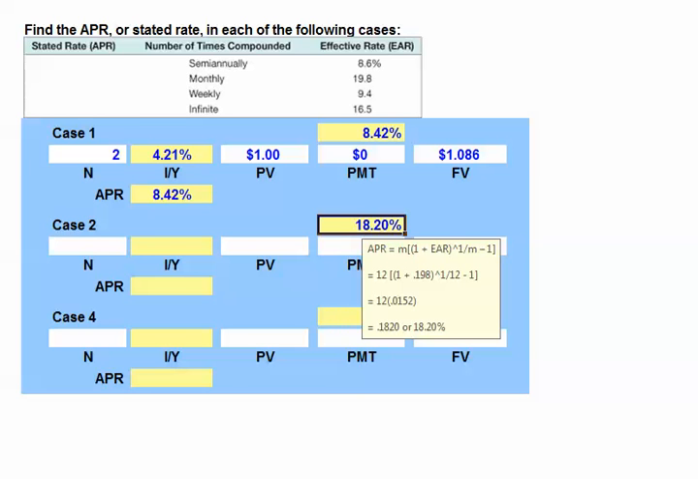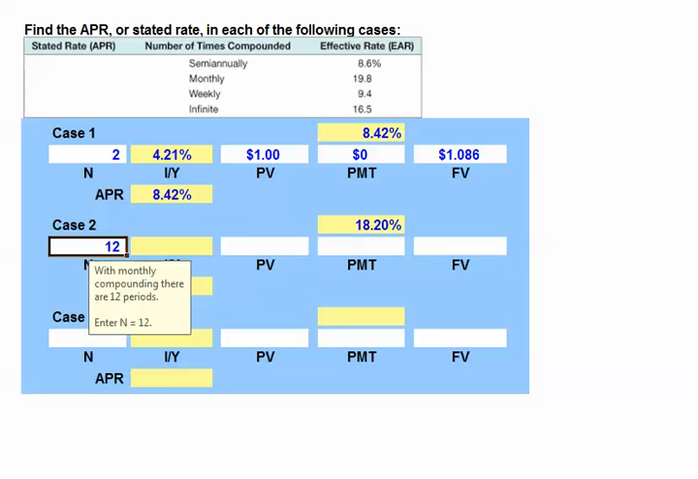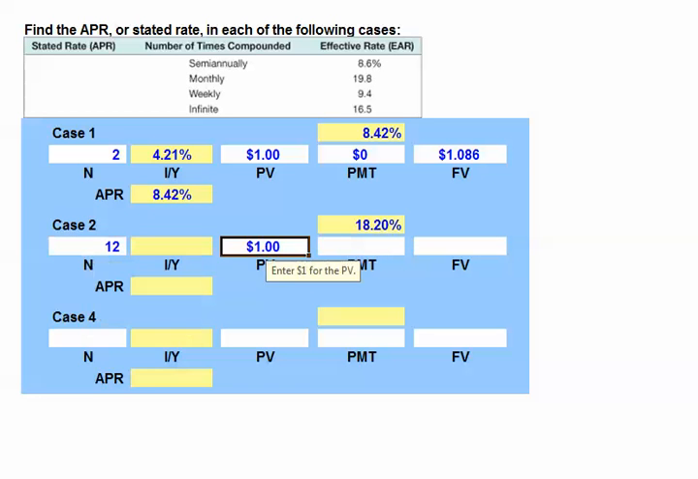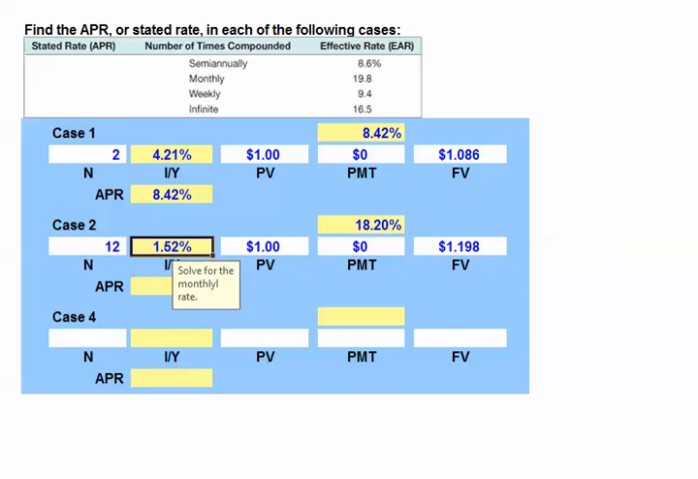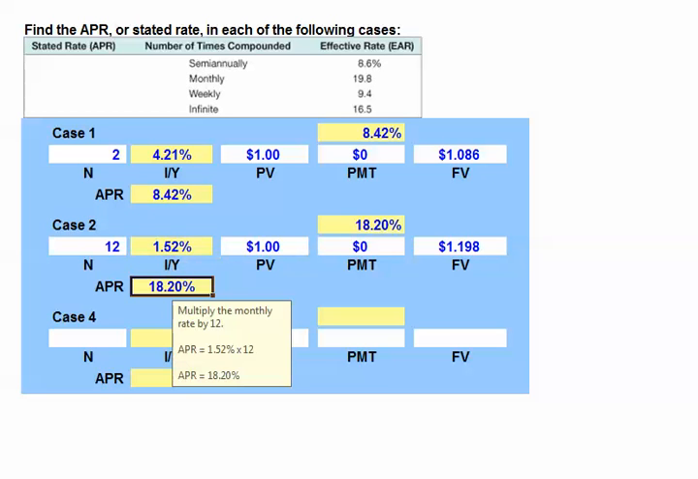Once again, using our financial calculator, with monthly compounding, we would enter 12 for the number of periods. We enter $1 for our initial investment, 0 for the payment, and a 19.8% EAR, or effective annual rate, means our $1 investment will grow to 1.198 at the end of 1 year. We then solve for the monthly interest rate and get 1.52%, and we can multiply this by 12 to get the APR of 18.20%.